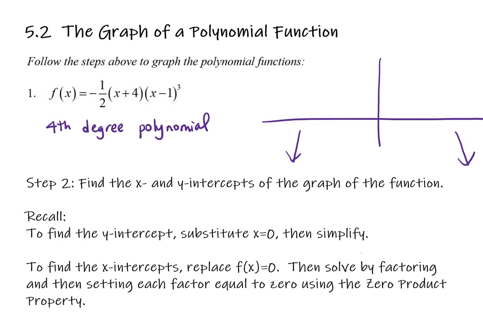Moving on to step 2, we're going to find the x and the y-intercepts of the graph of the function. Now we're going to do the y-intercept first because that's a little bit easier to do. And you're just going to substitute x for 0 and then simplify for the y value. To find the x-intercepts, we're going to replace y with 0. In other words, we're going to replace the f of x with 0. And then you would solve by factoring. But this function is already factored, which is nice. So we're just going to do that and use the zero product property to set each of those factors equal to 0.